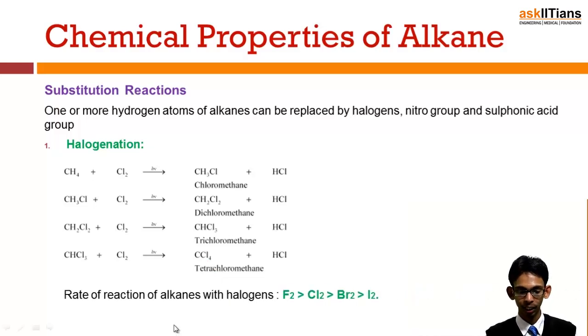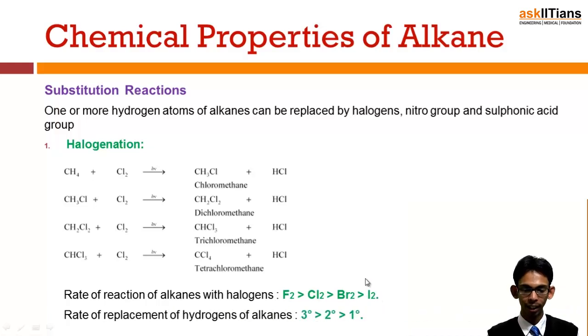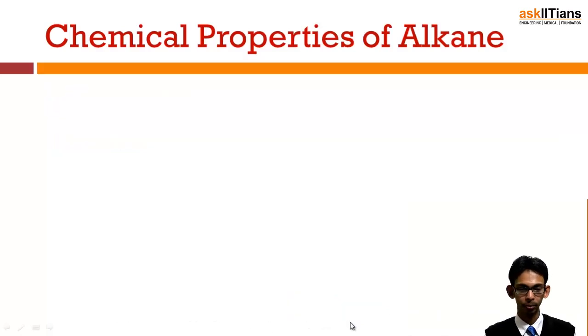But first of all, the rate of reaction of alkanes with halogens is in this order: fluorine is most reactive, then chlorine, then bromine and then iodine. While the rate of replacement of the hydrogen of an alkane is in the order tertiary, followed by secondary and then primary.